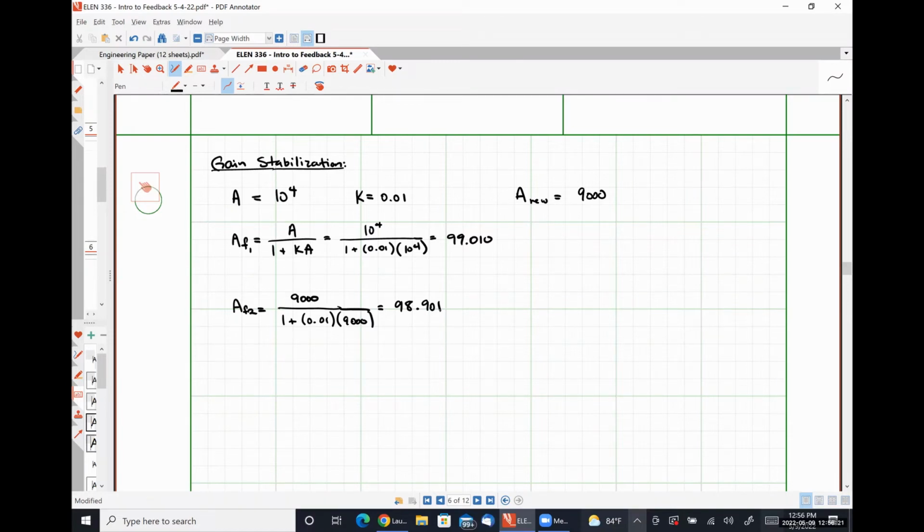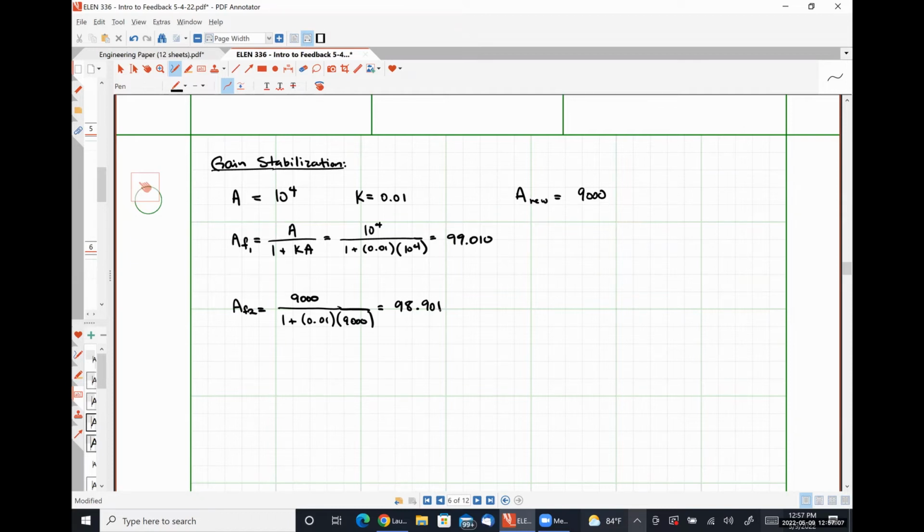So a change in the open loop gain of 10% resulted in a change in the closed loop gain of less than 1%. Actually, 0.1%, okay? So we're seeing that we get the exact opposite of what we experience with our positive feedback system. We have much, much more gain stabilization. Now, we can approach problems like this in this method, but there is actually a little bit better way that involves a teeny tiny bit of calculus.